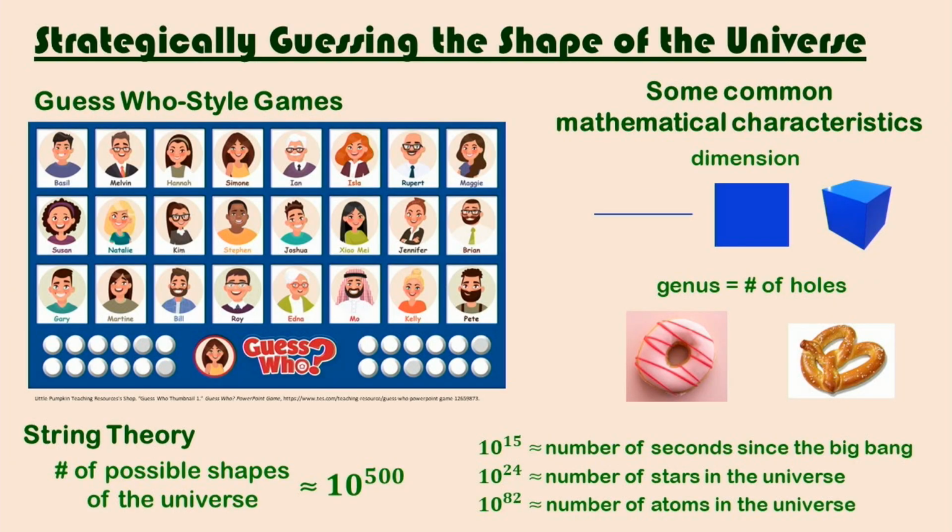So what does this mean for the shape of the universe and these 10 to the 500 possibilities? Well, physicists and mathematicians, myself included, are out there studying and calculating the various characteristics of the universe. With this collection of numbers in hand, we can apply our Guess Who strategy and rule out large collections of shapes at once. Slowly, this will whittle down this unfathomable number, and we'll figure out the shape of the universe.